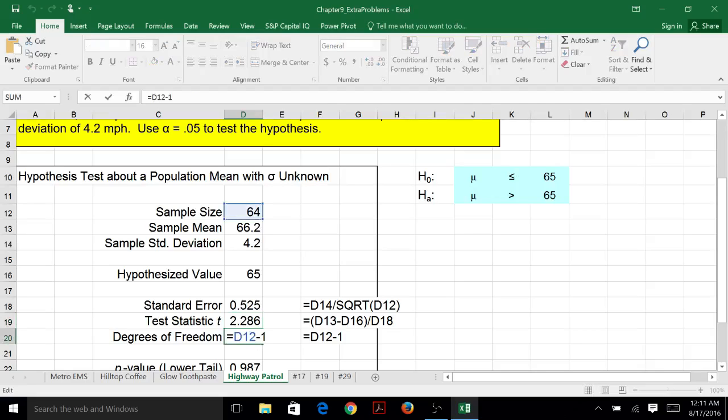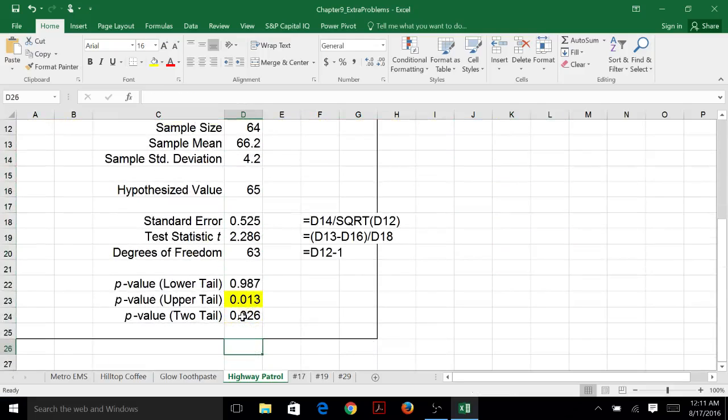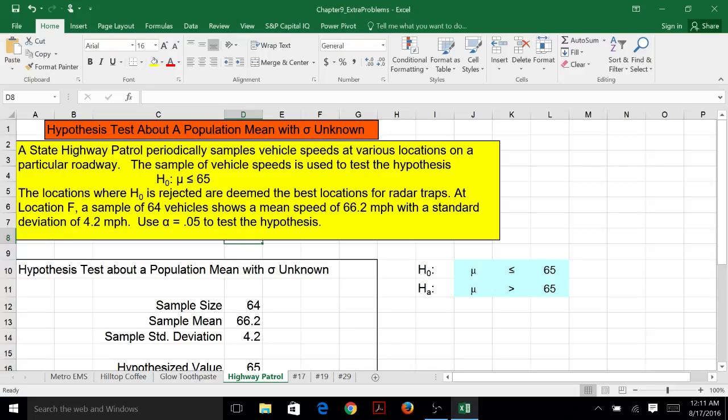All sounds familiar, right? And in this upper tail test, the beak is pointing to the right. Are people breaking the law? The p-value is 1.3%. At 5%, 1.3% is less than 5, so therefore you reject this null, and you conclude that it would be a good place for a speed trap, because people, on average, are proving to go more than 65 miles per hour. I don't know how much more than 65, I just know that it is more in this test.